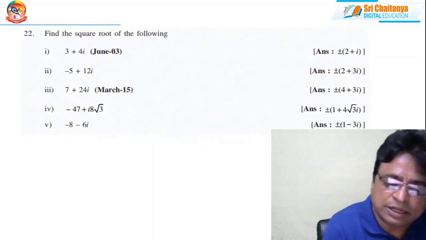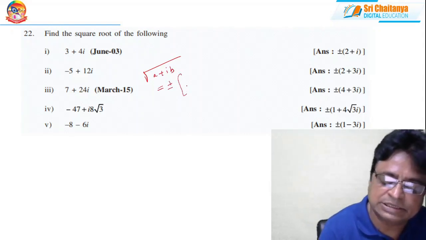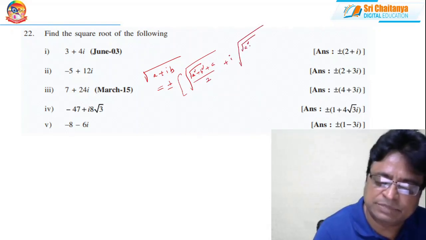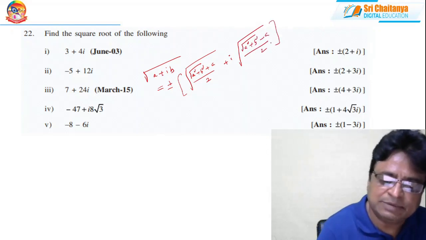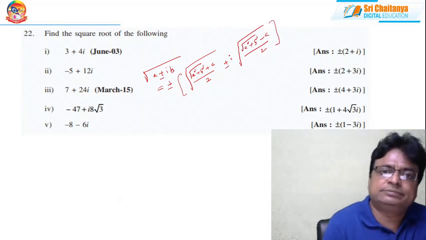Already I have given the formula for the square root of a plus ib. What is the formula? Square root of a plus ib is plus or minus root of (root of a square plus b square plus a) by 2, plus i into root of (root of a square plus b square minus a) by 2. Similarly, if minus is there, you can add minus here. So apply this formula and you can get the answer.